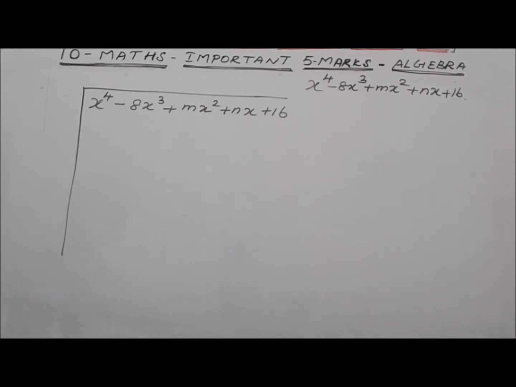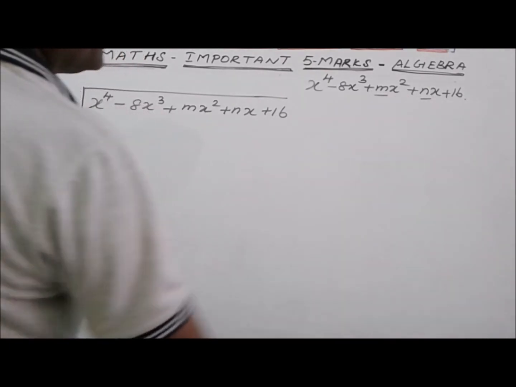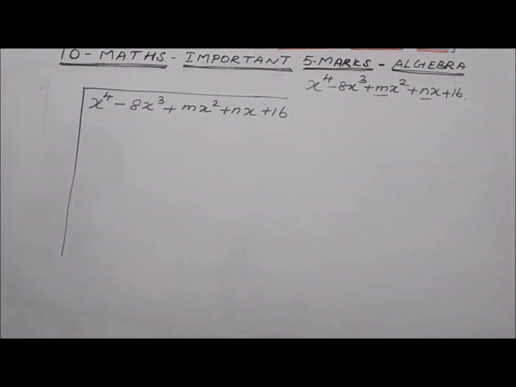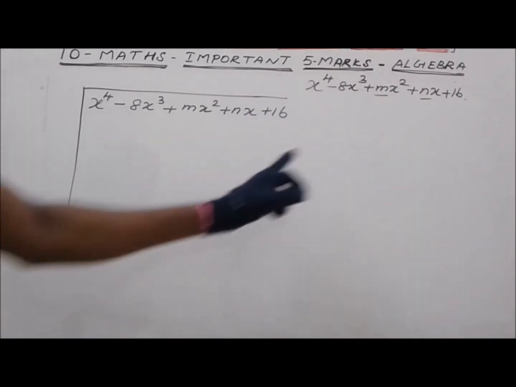Find the values of m and n if the following polynomial is a perfect square. The given polynomial is a perfect square, so we should find the values of m and n. Now writing the given polynomial in this way.